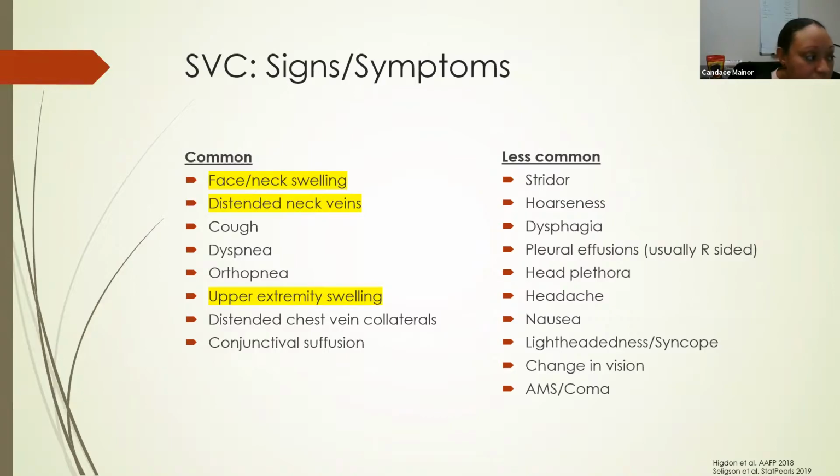They can include stridor, hoarseness, dysphagia, and pleural effusions. If pleural effusions occur, they're mainly on the right side. Also head plethora, headache, nausea, lightheadedness or syncope, and changes in vision. And in severe cases, altered mental status or coma.